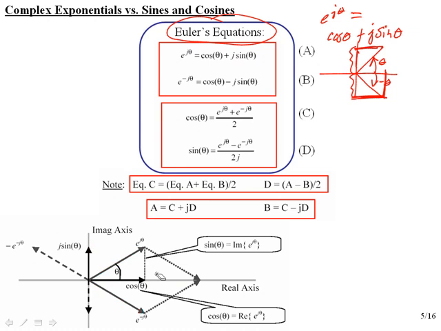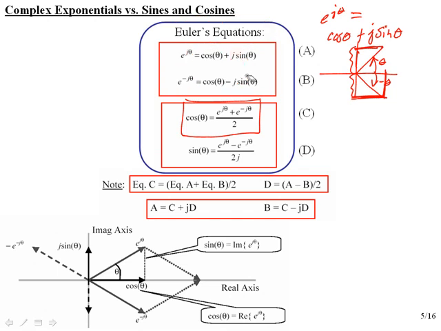Okay, now the other thing that we have here is if I just take these two equations, equation A and equation B, and I add them together, notice what happens. Those two cancel each other, so I get e to the j theta plus e to the minus j theta is equal to 2 cosine theta. And if I divide each side by 2, I get this equation right here. So that also holds.